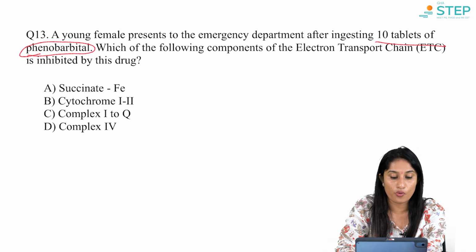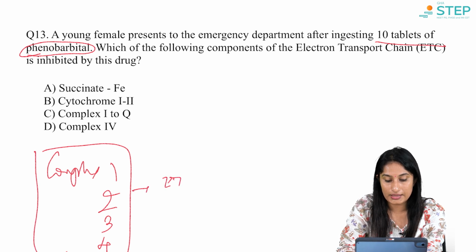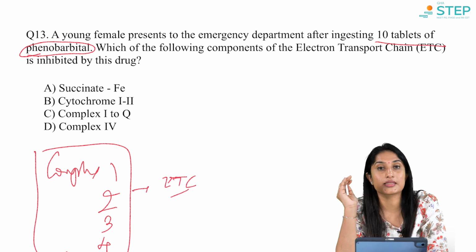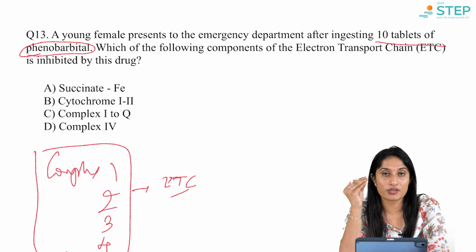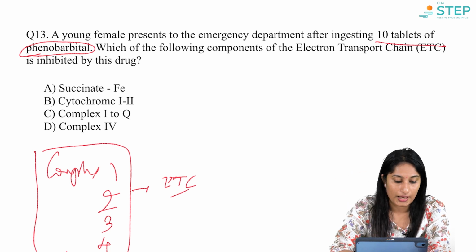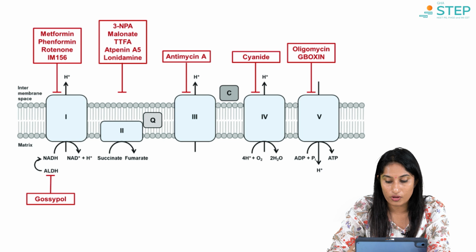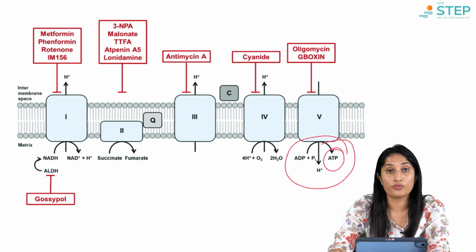So, we know there are 4 complexes here. There is complex 1, complex 2, complex 3, 4. The main 4 complexes of the ETC. Alright. Every complex can be inhibited by drugs. What happens when these drugs or toxins inhibit the complexes is that the electron transport will be halted, and what is important in the ETC is the production of ATP.